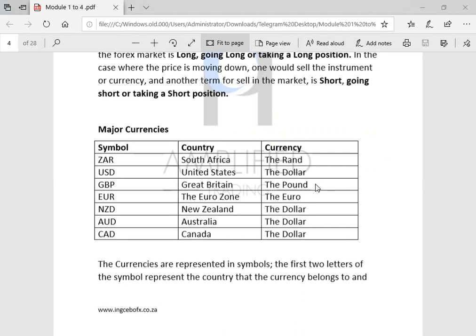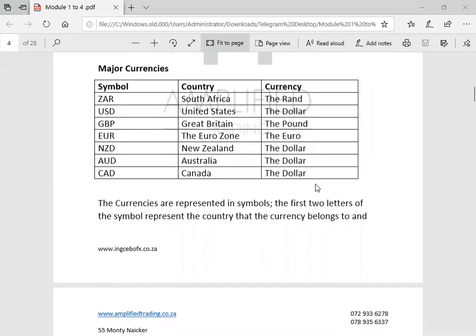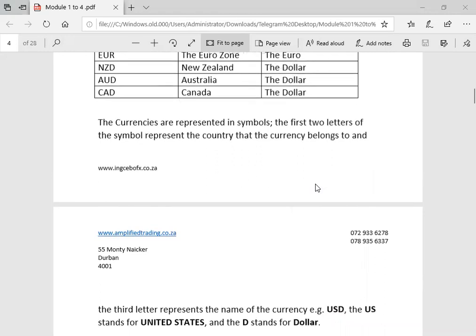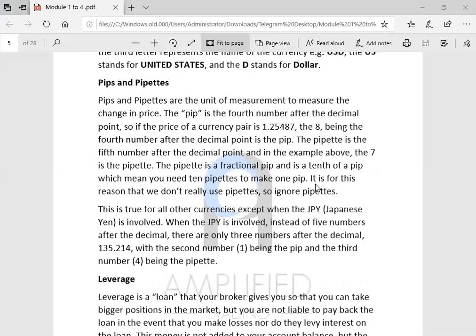The United States dollar, those are the major currencies of the world, right? The United States dollar, the pound, the euro, the New Zealand dollar, Australian dollar, and the Canadian dollar. And the Japanese yen is also one of the leading major currencies that we actually have, because they belong to very strong economies. Currencies are represented in symbols, as I already mentioned. The first two letters represent the country, and the last letter of the abbreviation represents the currency itself.